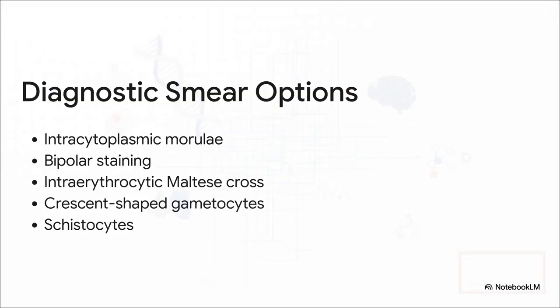Let's systematically eliminate the distractors based on exact pathophysiology. Option A, intracytoplasmic morulae in monocytes. That's the definitive marker for ehrlichiosis, which lacks the profound hemolysis we see here. Option B, bipolar standing coccobacilli, describes Yersinia pestis, the plague, which is completely mismatched clinically. Option D, crescent-shaped gametocytes, points to Plasmodium falciparum malaria, highly unlikely in a Massachusetts hiker.